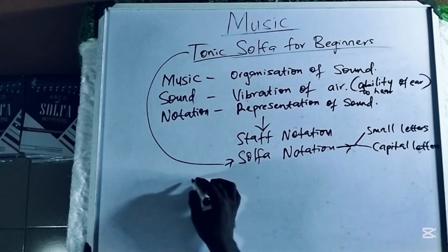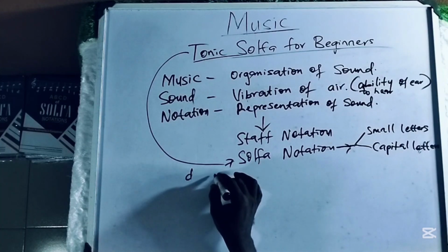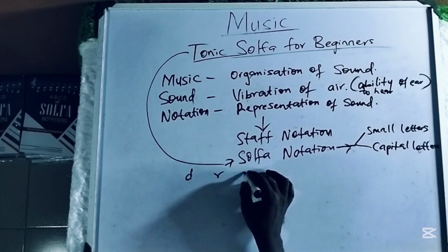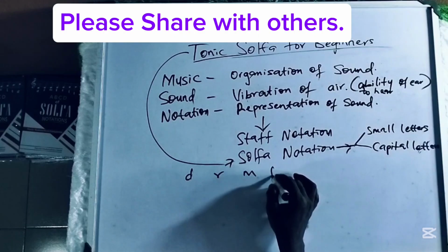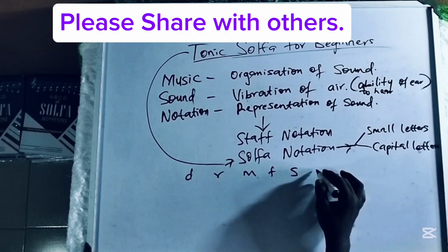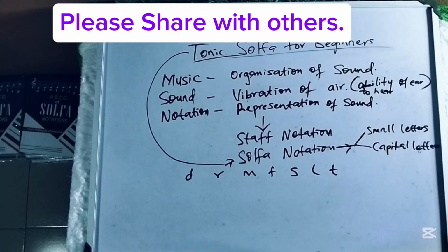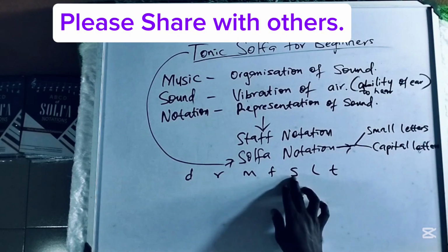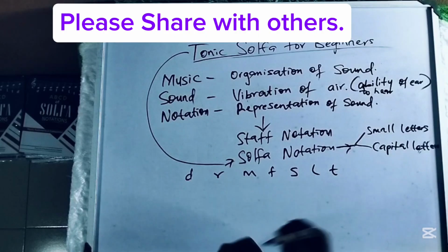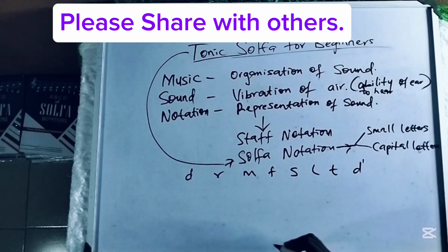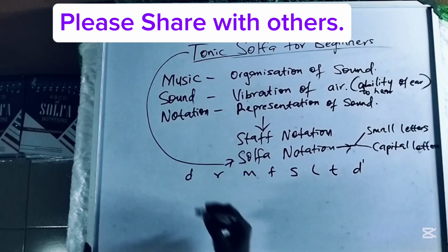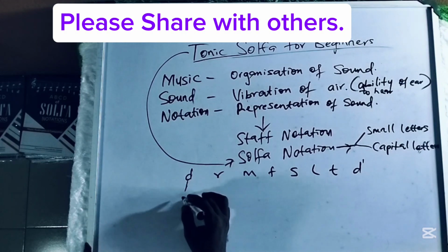So we have something like this: D, R, M, F, S. We have L and T. So we call it do, re, mi, fa, sol, la, ti. That last do that we normally put here is the beginning of another version, but that is not what we are discussing. So this thing has a way of writing it.